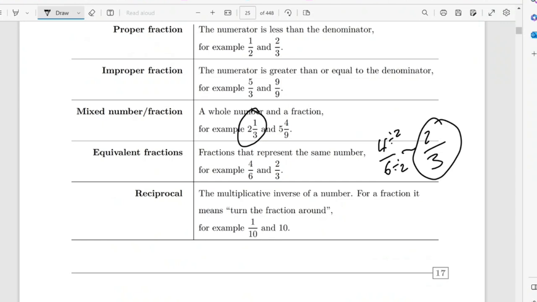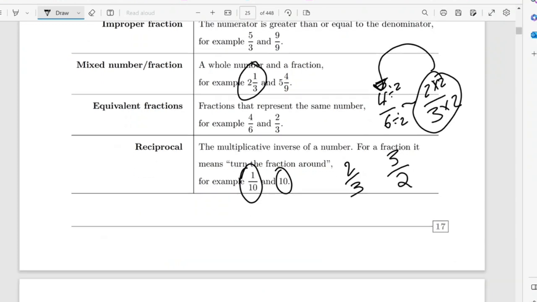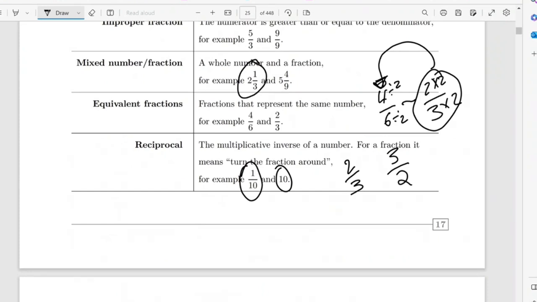If you want to go back, multiply this by 2 and this by 2, and you would go back here. So they represent the same number. It's just that there's a common factor. And then there's the reciprocal. A reciprocal of 1 over 10 is 10. A reciprocal of 2/3 is 3/2. It simply means you just flip: your numerator becomes your denominator, and your denominator becomes your numerator. That's how we define a reciprocal. Another name for a reciprocal is the multiplicative inverse.